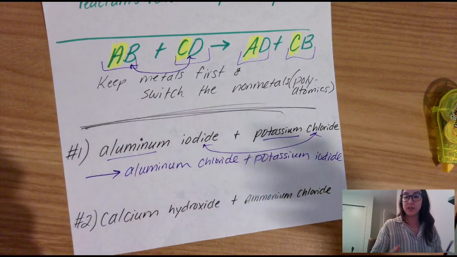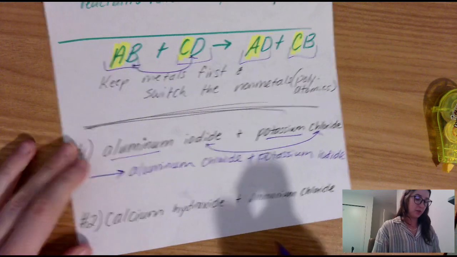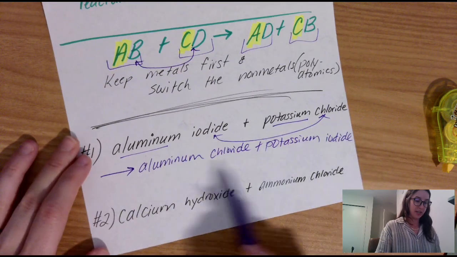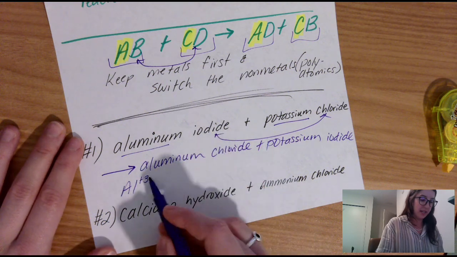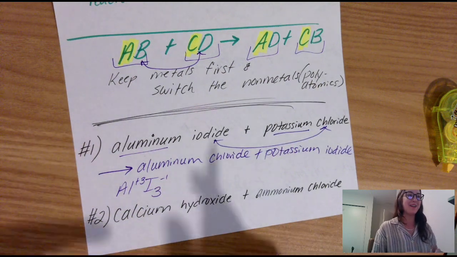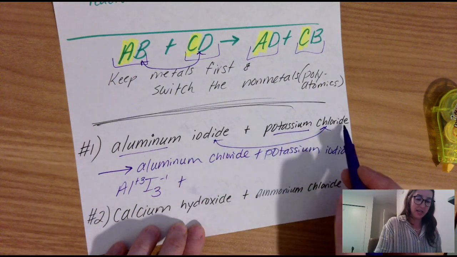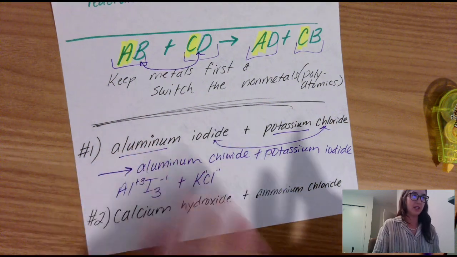If I were to have to turn this into formula, which most likely your teacher will require that, let's go ahead and create the formulas for this reaction. So aluminum is Al. It is a +3 charge. Iodine is a -1, so dropping and swapping, we get AlI3 plus potassium chloride. That's a +1 and -1 charge on the periodic table, so it stays just like that.